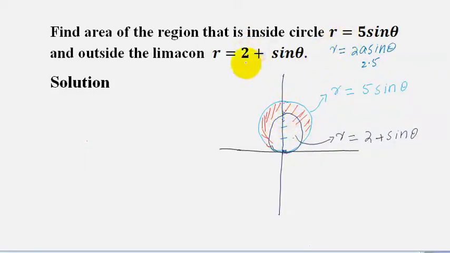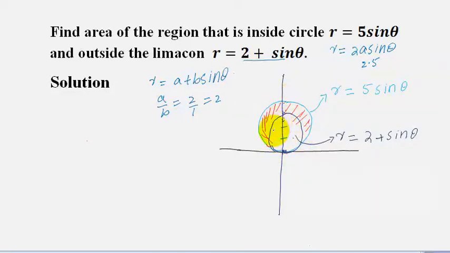Our second curve is r equal to 2 plus sine theta. This is a limacon. If we compare this with the general equation of limacon, r equal to a plus b sine of theta, here a upon b is equal to 2 upon 1, which is equal to 2. So the second curve is a convex limacon, which looks like a circle, almost a circle.